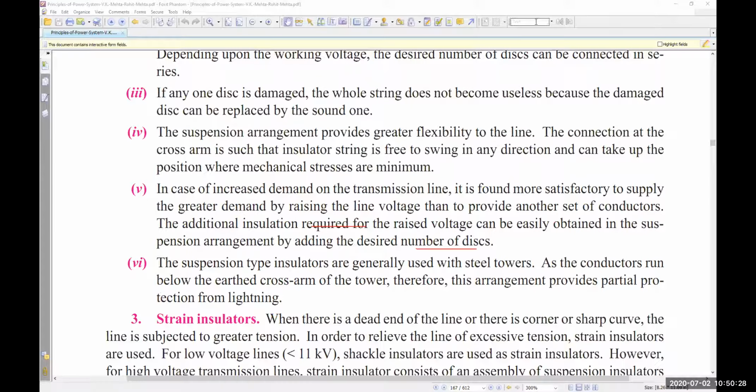In case of increased demand of transmission line, this one is important. Increased demand of transmission line. That means if you need more power, you have two options.